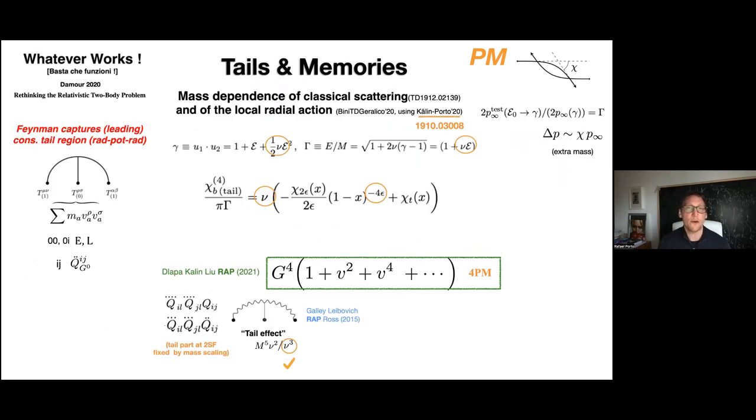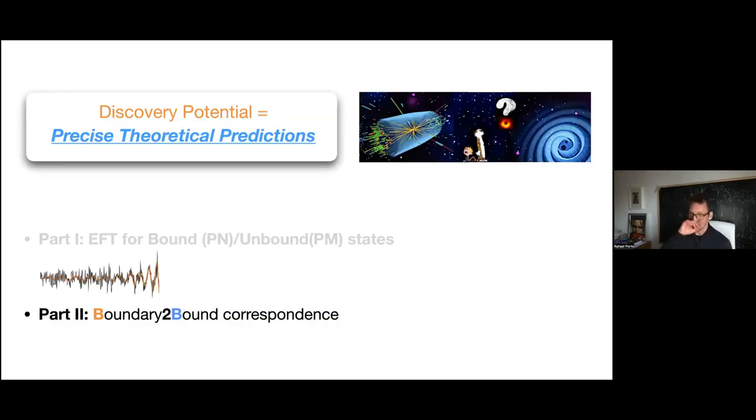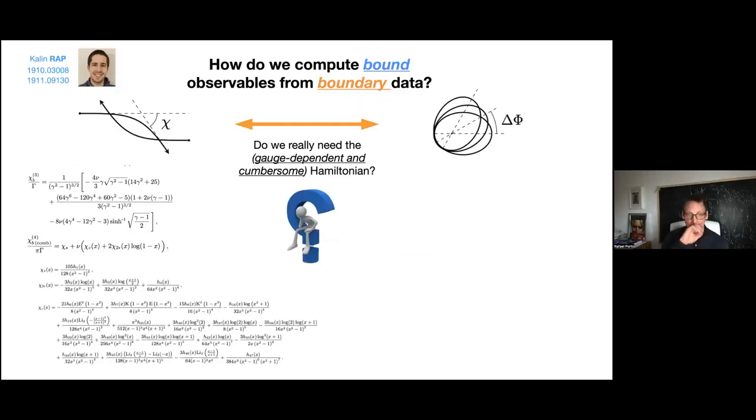So I'm going to skip over tails and memory, because I don't have time. Very briefly, in the next few minutes, I'm going to tell you how we're going to use this information, this post-Minkowskian angle, to learn about bound states. So we have all these beautiful results, 3PM, 4PM, 2PM, etc. And you might ask me, how are we going to use this to learn about bound states?